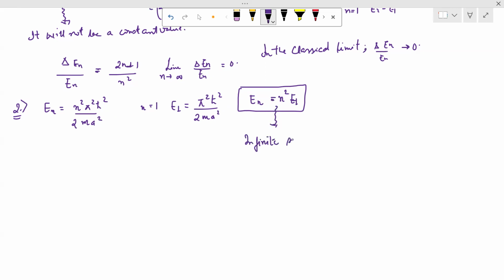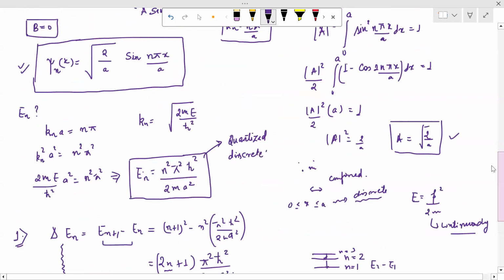sequence of discrete energy levels corresponding to this value n. If I replace n by minus n, you know that your psi n will remain almost the same. It will only become negative, but structure-wise psi n is the same. So therefore we actually do not consider the solution with the negative integers.